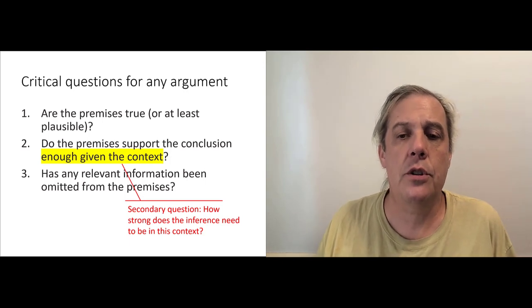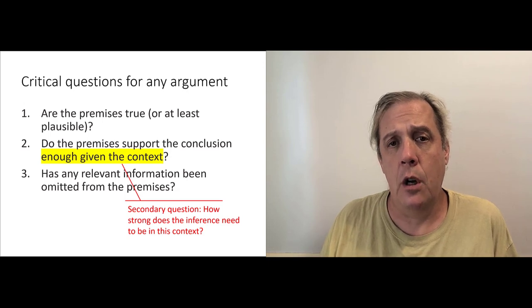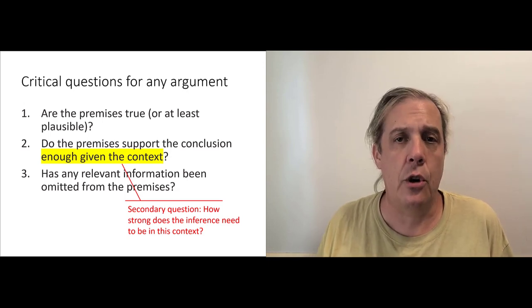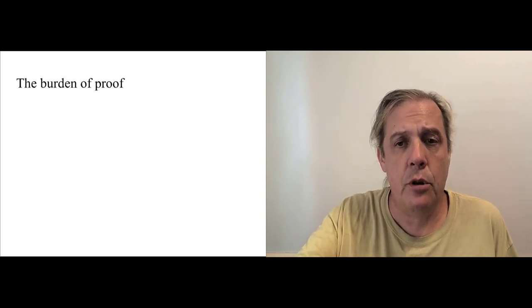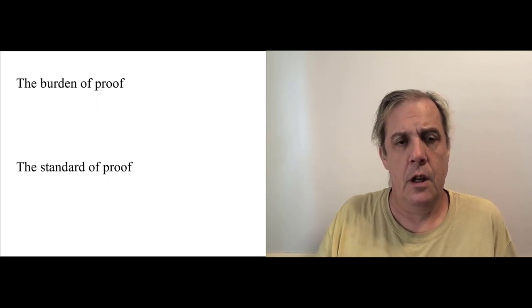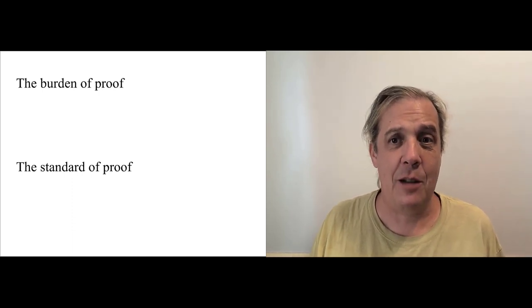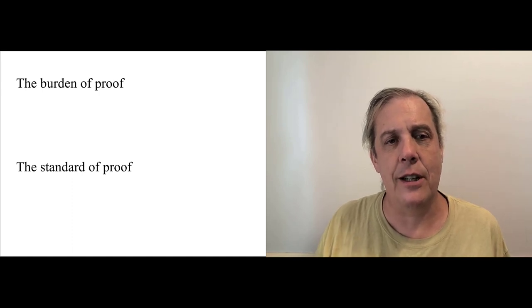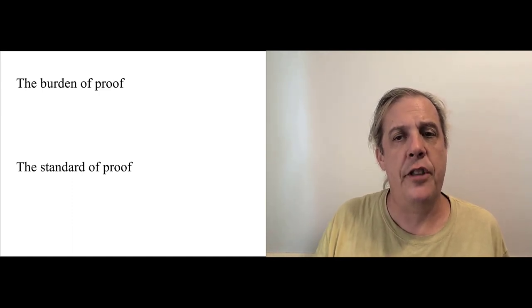So now I want to return to concepts that you might be familiar with from the law, or at least from lawyer shows or true crime shows. So these concepts are the burden of proof and the standard of proof. So one of the things that people will say all the time in the context of the US legal system is that you're innocent until proven guilty. That means that the burden of proof is on the prosecution. They are the ones who have to prove their case.